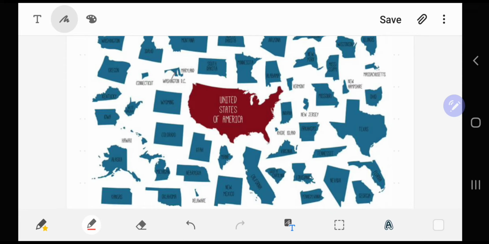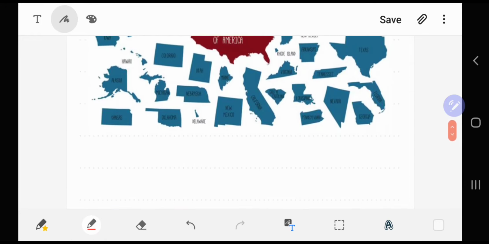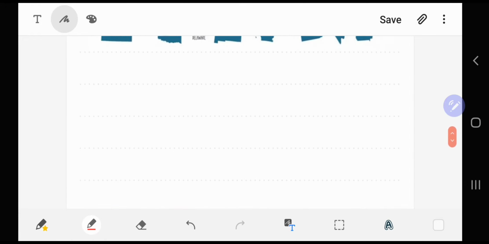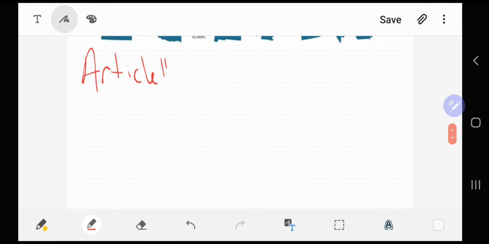So Article number 4 kind of sets out how states are going to get along with each other and how states are going to get along with this new federal government. Article number 5 is very important, okay? Because Article number 5 sets out the rules for amendments. Okay, so my handwriting's still atrocious.